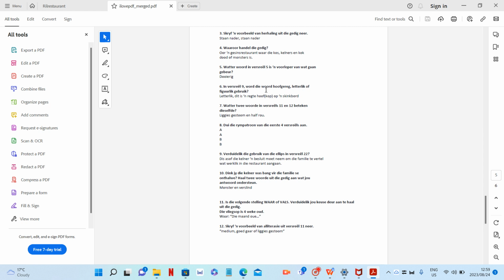In line 9, is the word hoofgereg used literally or figuratively? So it's literally, it's a real head on a platter. It's an actual head on a plate. So it's used literally. Which two words in lines 11 and 12 mean the same? Likkies gestoom, so light steamed, and half raw. So it's lightly steamed and half raw because it's not fully cooked. They mean the same thing.